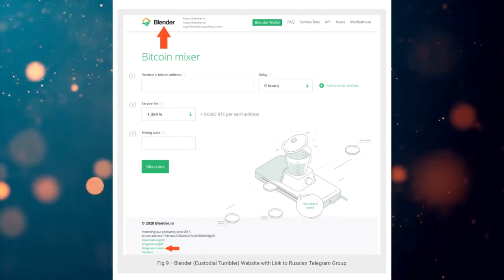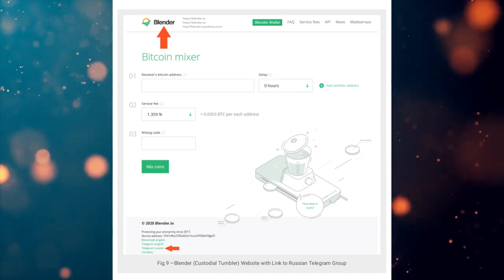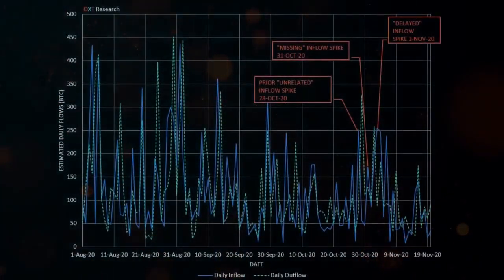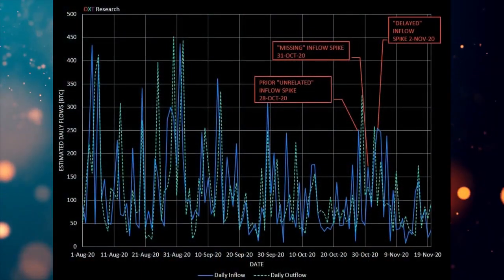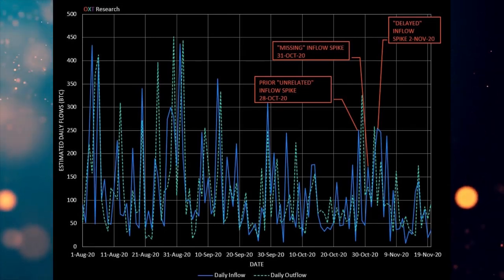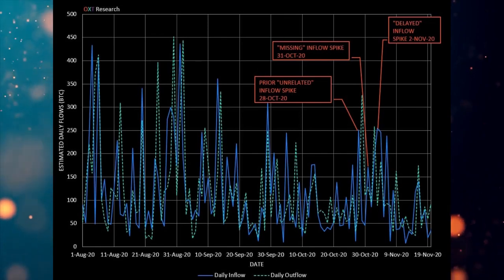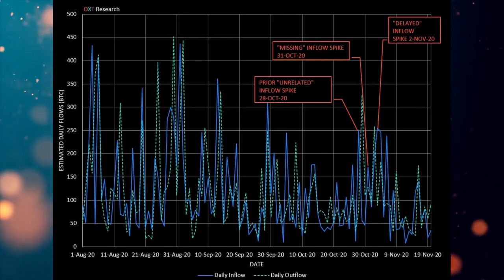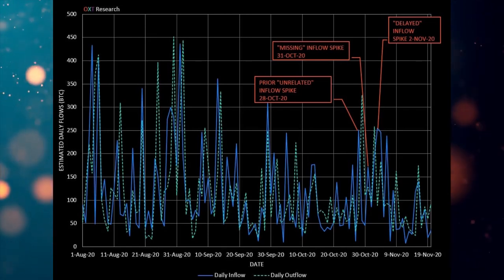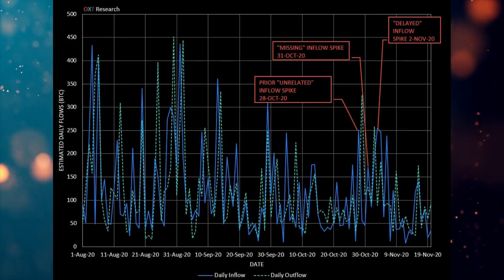So we've identified Blender. We've got a handle on the entities that are involved, and we basically repeated the process that we did for Chipmixer, but for Blender. We tried to get daily inflows and outflows so that we could get a handle on how much volume we're seeing. And this process was much more convoluted than it was with Chipmixer, right? With Chipmixer, that outflow spike was very obvious, and it occurred on basically the same day.